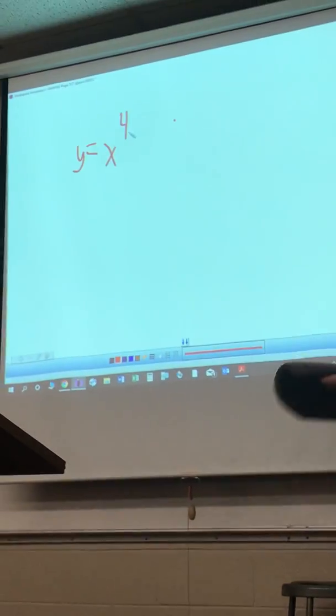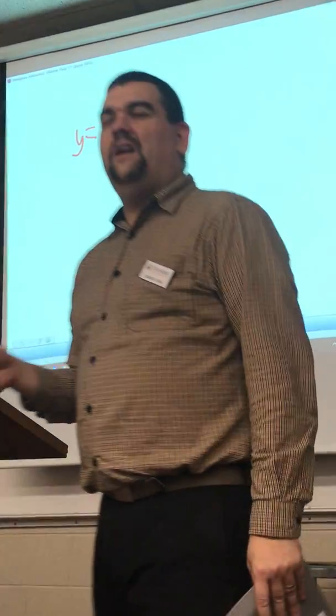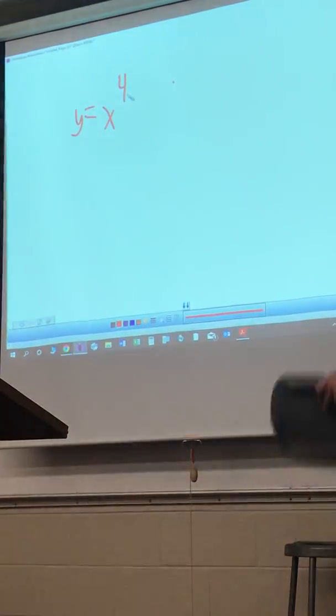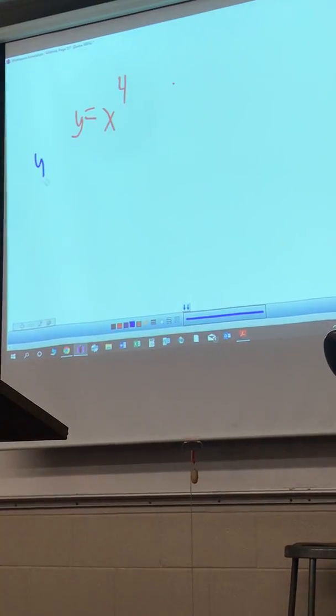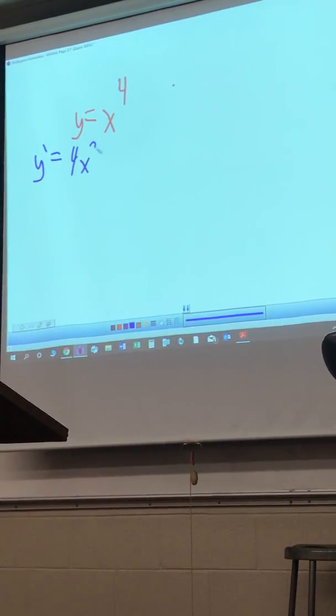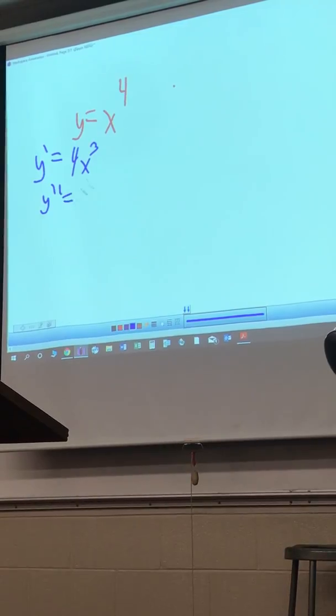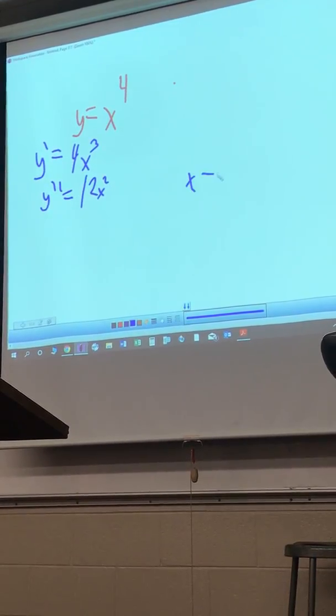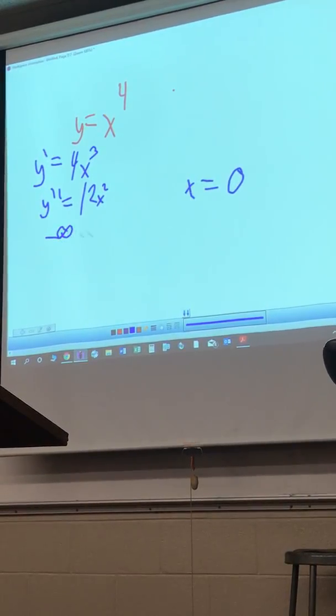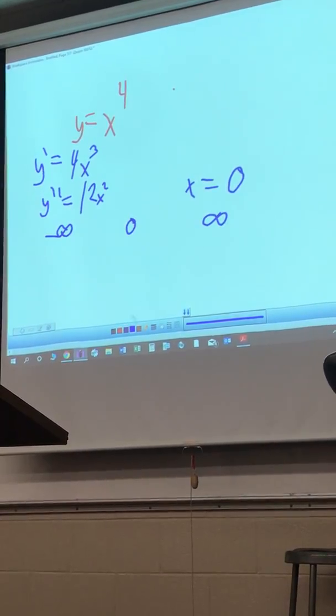Can I do a silly one? y equals x to the 4. Find the points of inflection. That's it. And we'll do a second derivative test tomorrow. So what's the first derivative? 4x cubed, fine. The second derivative equals 0 when x is 0. So negative infinity to 0, 0 to infinity.